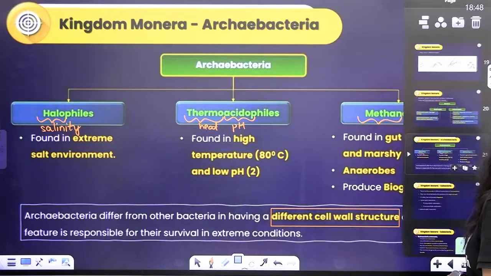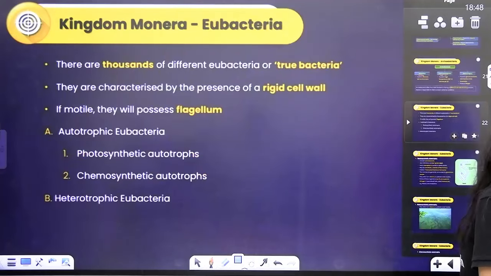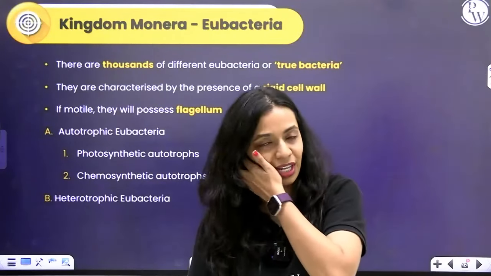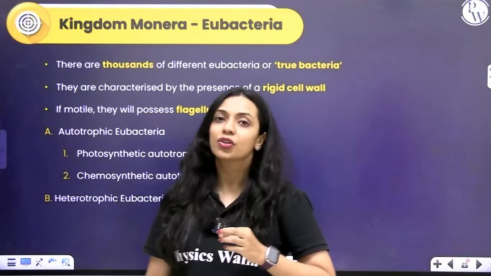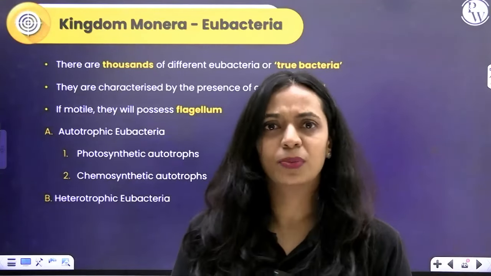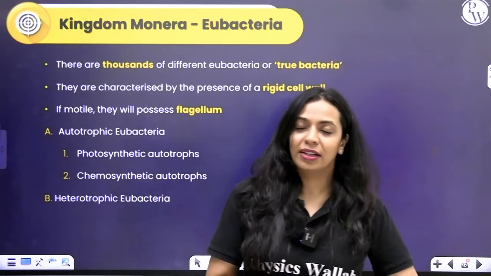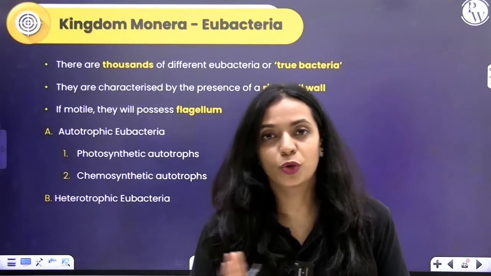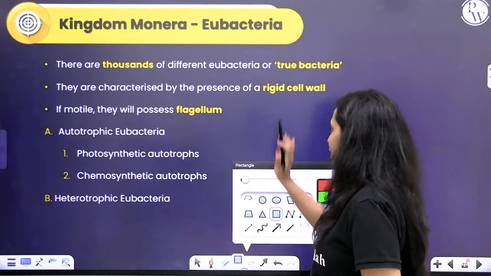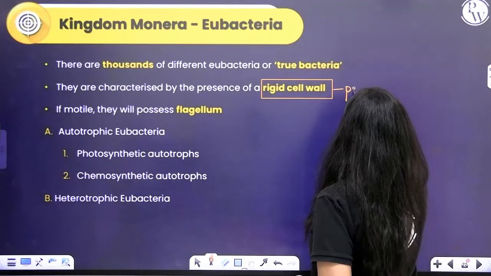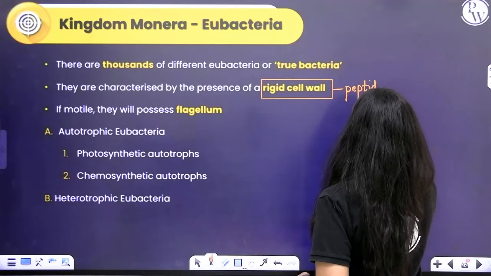Okay, now let's talk about eubacteria. In eubacteria, you have so many different types. Eu means true, prokaryotic, eukaryotic. Eukaryotic means true nucleus. Eu means true. So these are called true bacteria. There are several species of true bacteria present. And these true bacteria do have a cell wall. And that cell wall is made up of a substance called peptidoglycan.